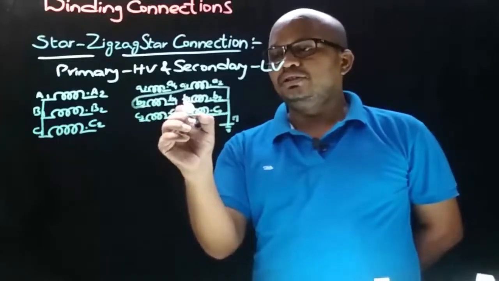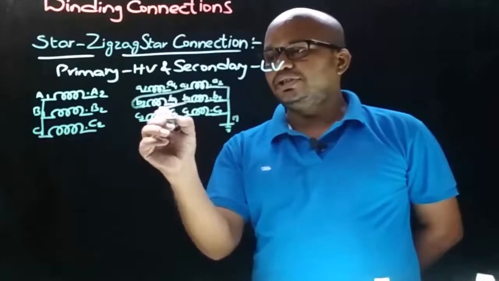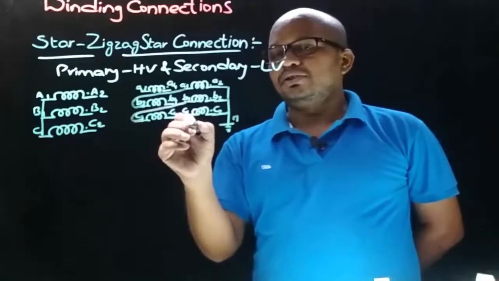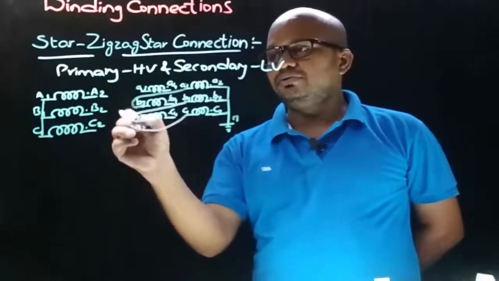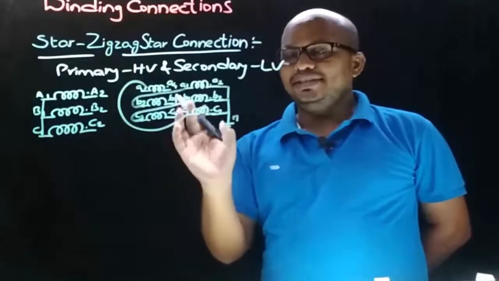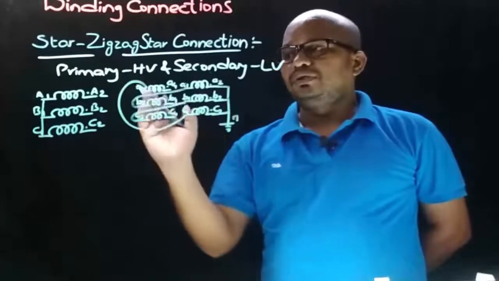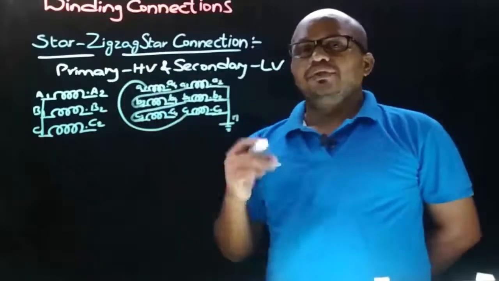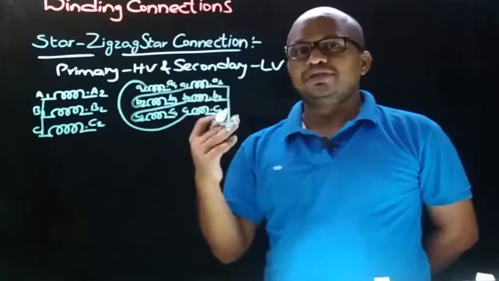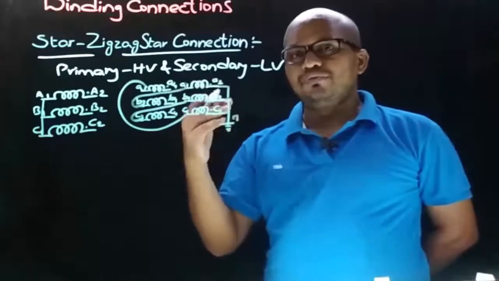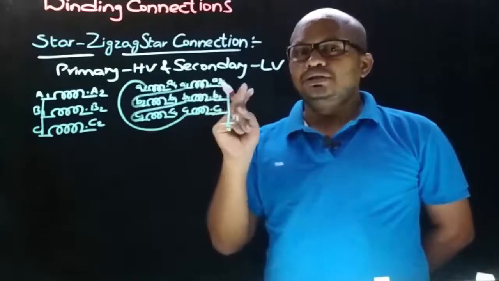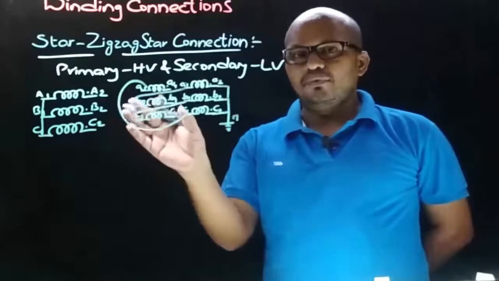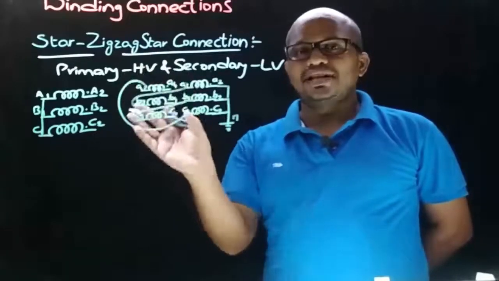Similarly, let's join the non-dot end b1 with the non-dot end c3, and similarly the non-dot end c1 is connected to the non-dot end a3. So this is the zigzag star connection. Therefore these two together represent one of the possible ways of the zigzag star connection. We can obtain the zigzag star connection in 4 possible ways, and in this video we are going to see only the 2 main possible connections of the star zigzag star connection, and this is one way of obtaining the zigzag star connection.